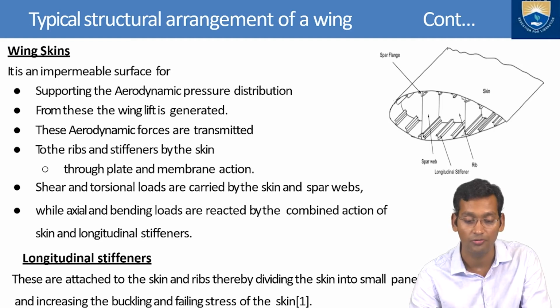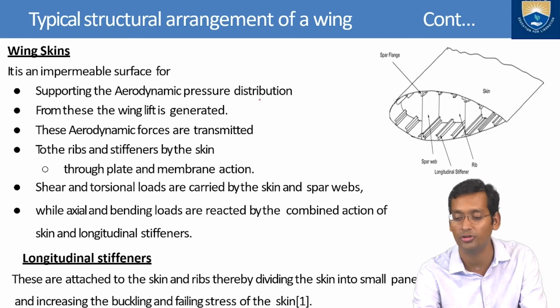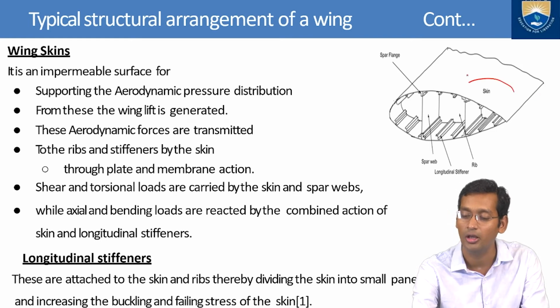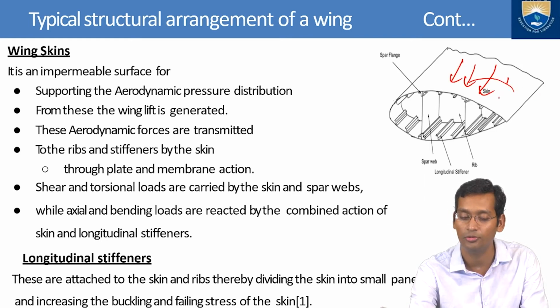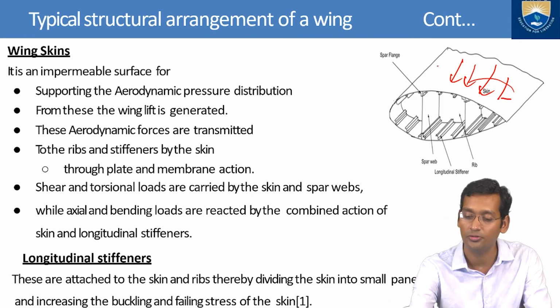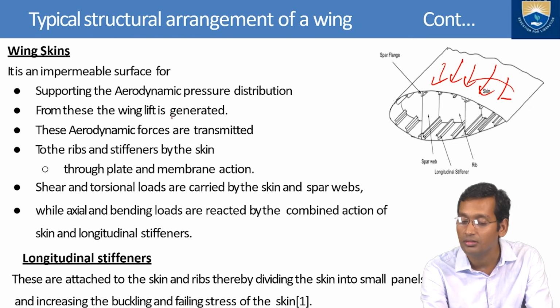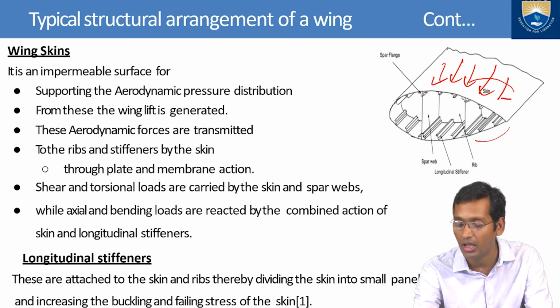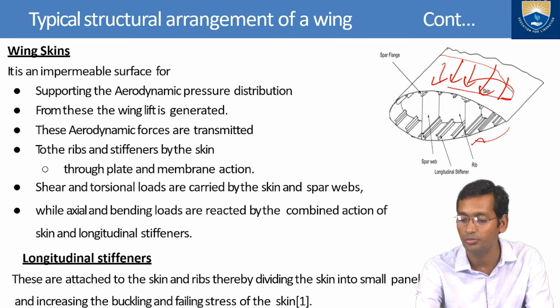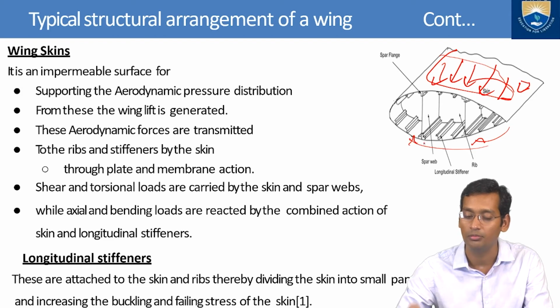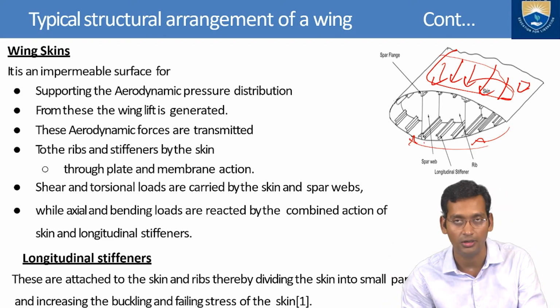Now come to the wing skin. The wing skin, the upper part, supports the aerodynamic pressure distribution, according to how the pressure is distributed. This is the wing, and from this wing lift is generated. On the upper surface, low pressure will be there. At the bottom of this one, more pressure will be there, and because of that, lift is generated.